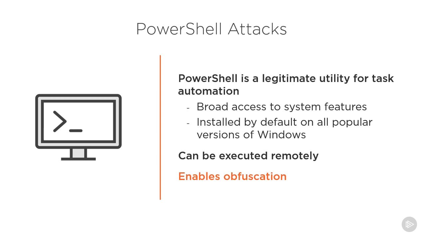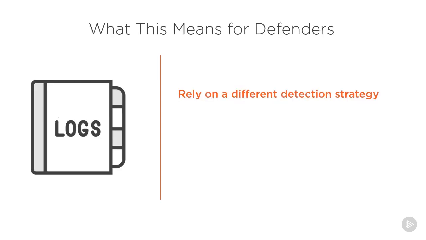Another reason is that malicious scripts can be obfuscated and supplied within the command line to hinder analysis during an investigation. Because we're not able to detect any actionable artifacts on disk, we rely on a different detection strategy. We need to capture the contents of the malicious script before execution to properly analyze and establish the impact.